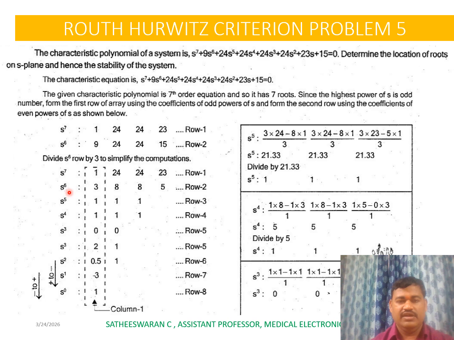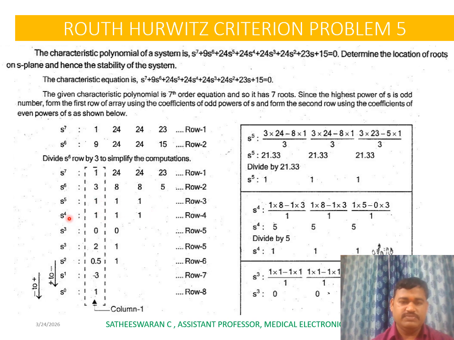So the s power 6 row after dividing by 3: 3 3s are 9, 8 3s are 24, 8 3s are 24 and 5 3s are 15. You have to compute the s power 5 row. To compute the s power 5 row, use 3 into 24 minus 1 into 8 divided by 3, value 21.33. Similarly here, 3 into 24 minus 1 into 8 divided by 3, value 21.33. Then similarly here, 3 into 23 minus 1 into 5 divided by 3, 21.33. All the elements of s power 5 divided by 21.33 give value 1, 1, 1. Right, here s power 5 is 1, 1, 1.